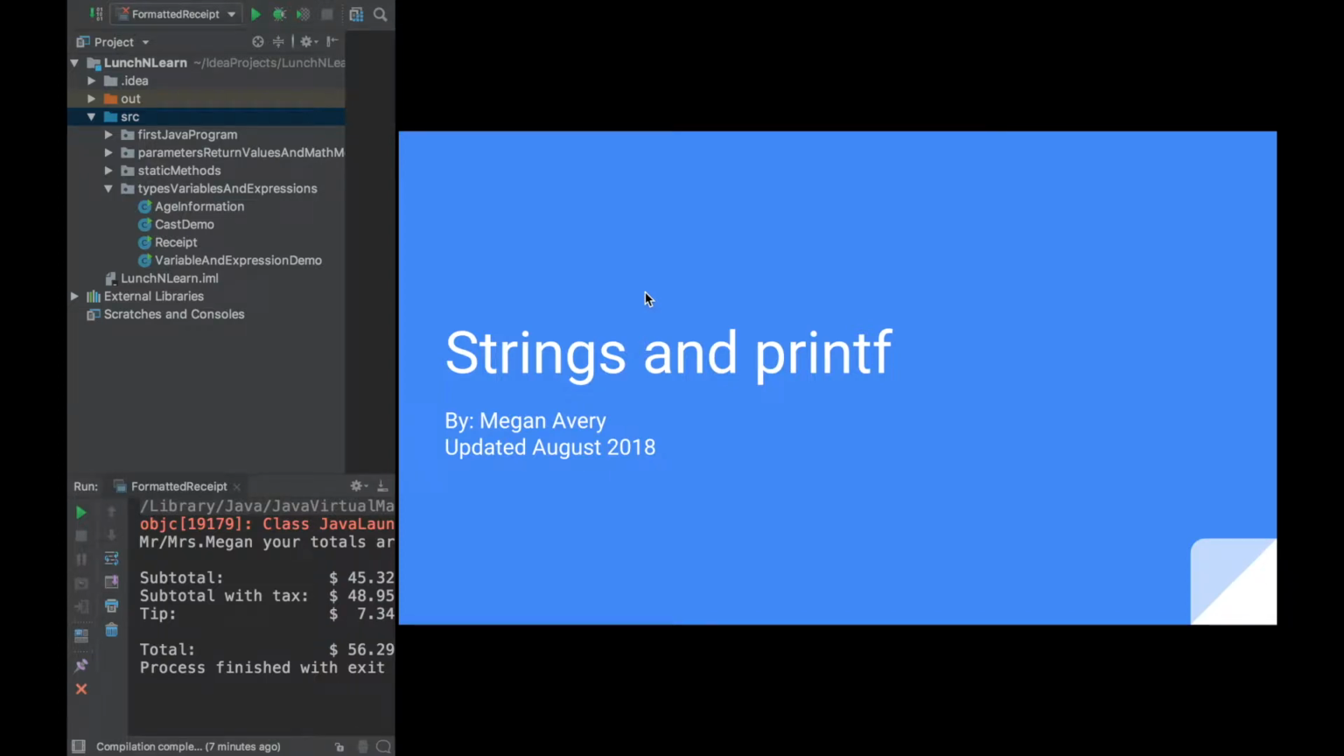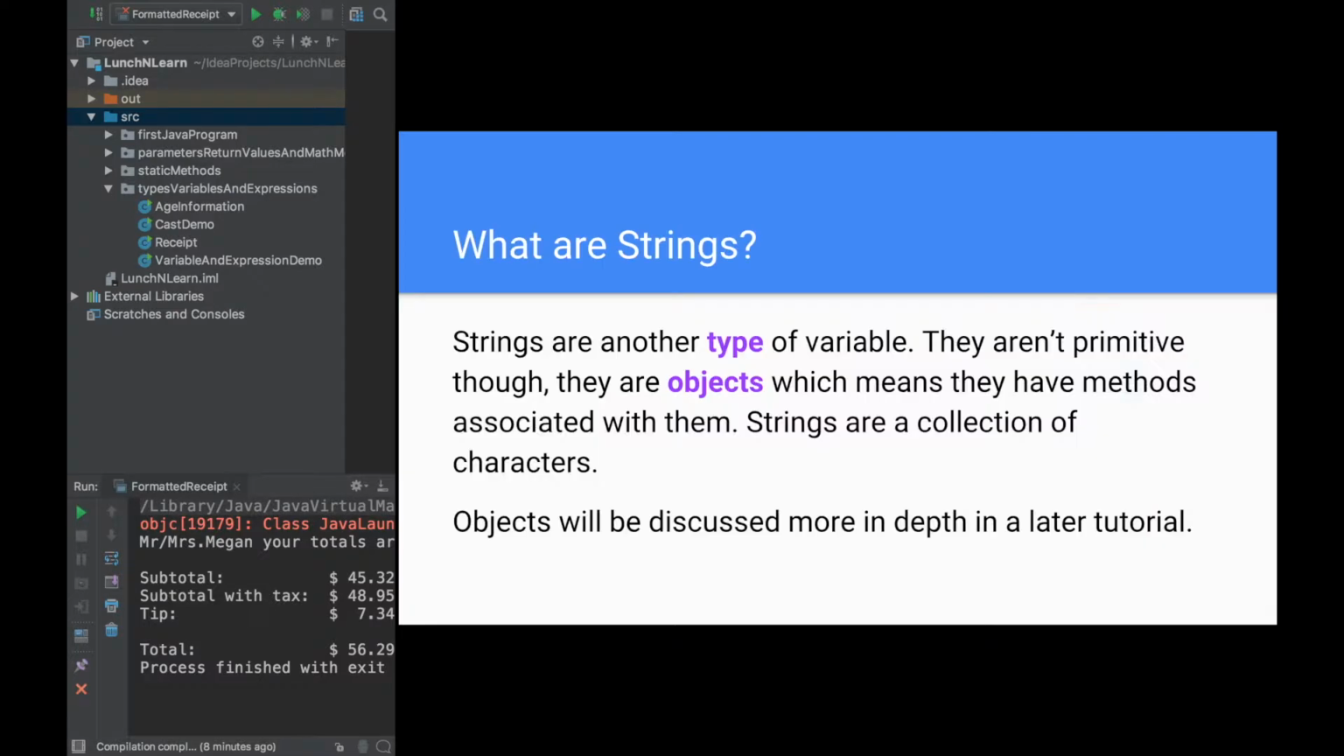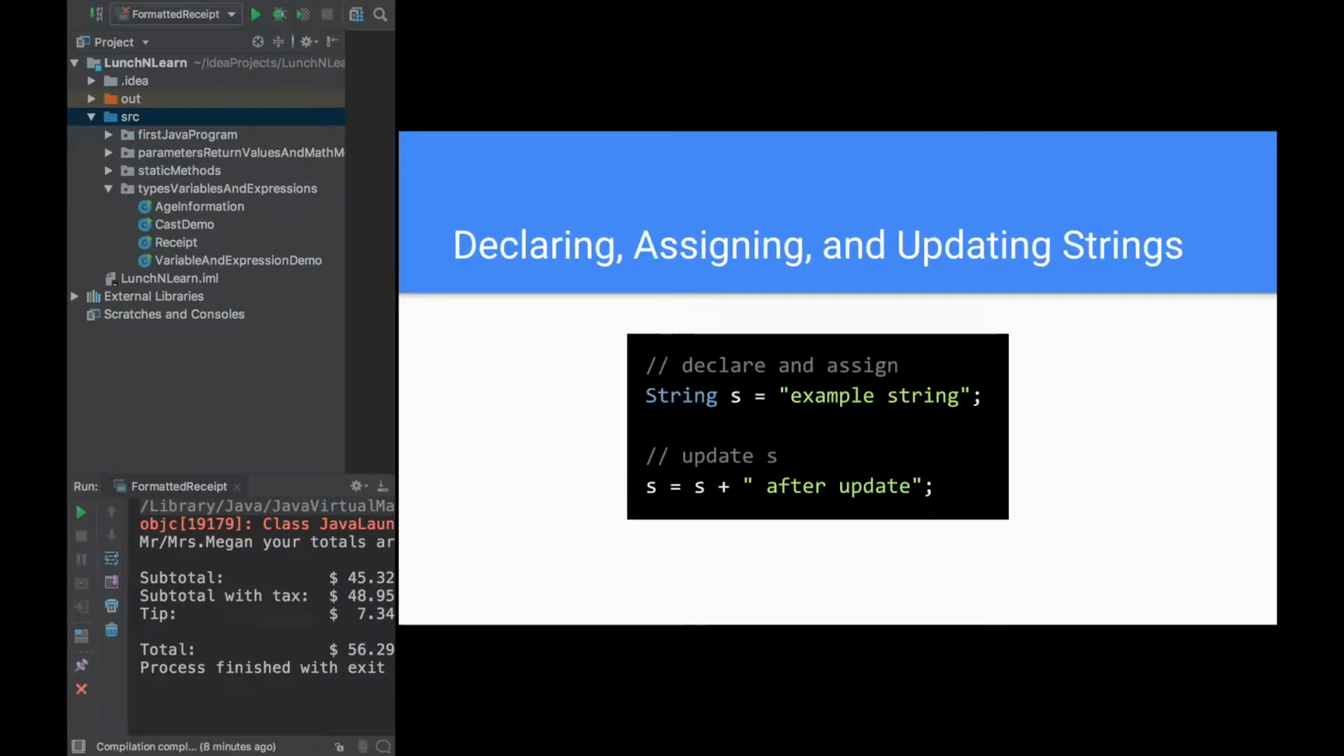This is going to cover strings and printf. So first off is strings. Strings are just another type of variable. They aren't primitive, they're objects, which means they have methods associated with them. And strings are just a collection of characters. And objects will be discussed more in a later tutorial where we will actually start making our own objects.